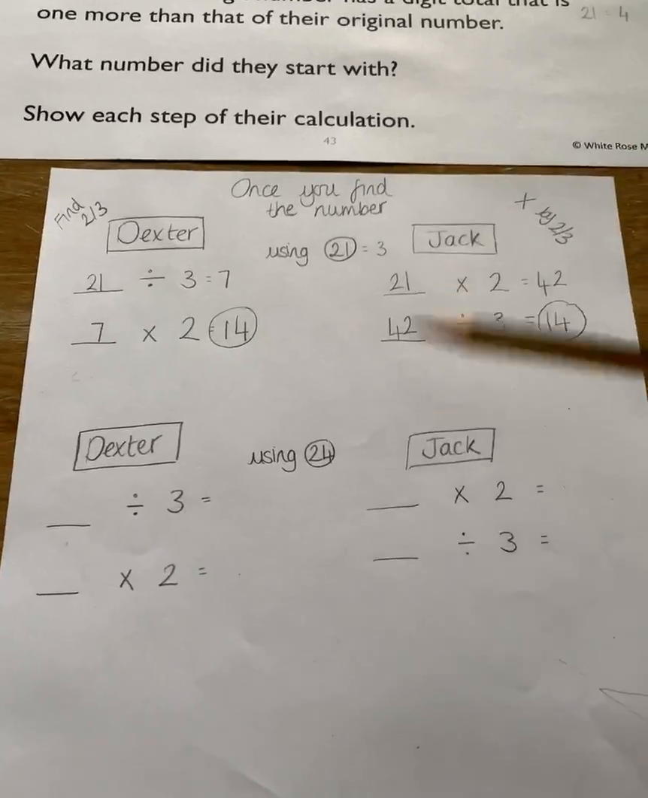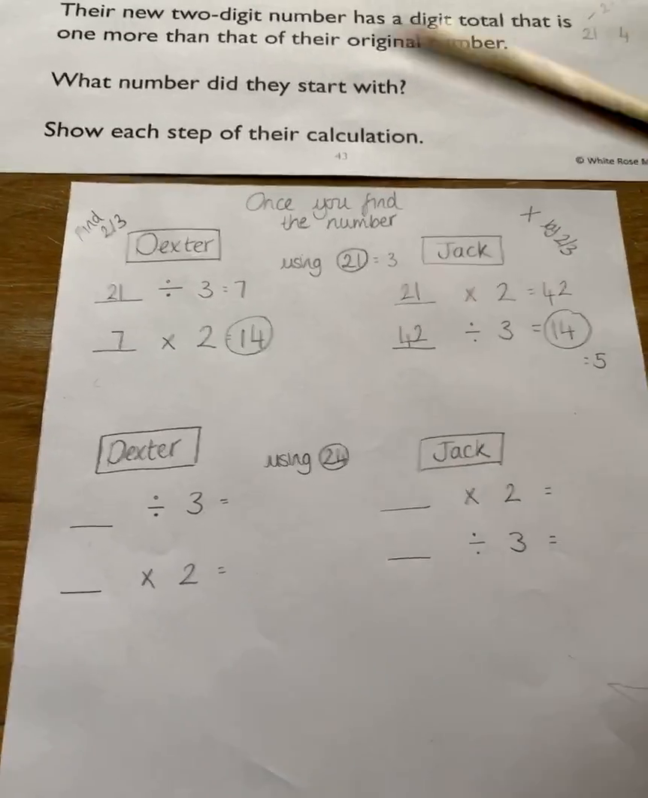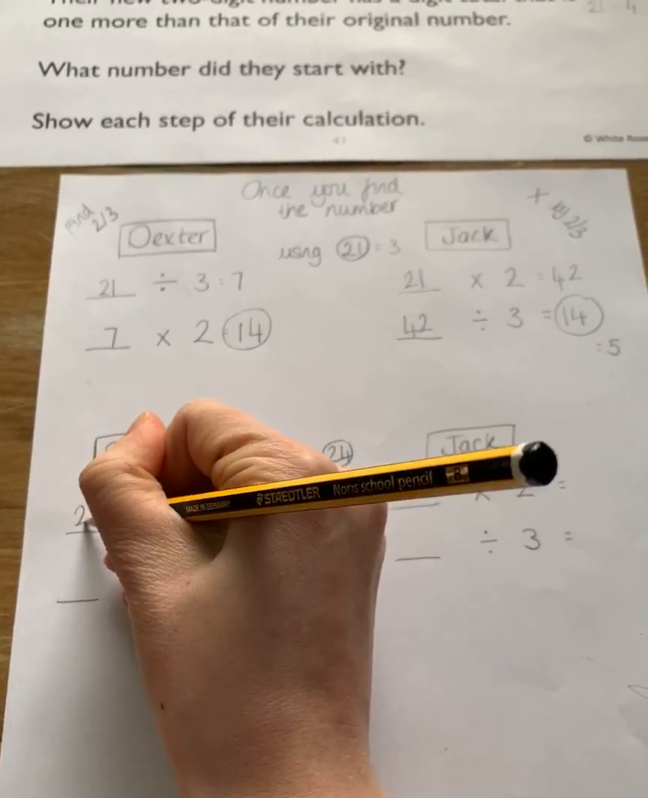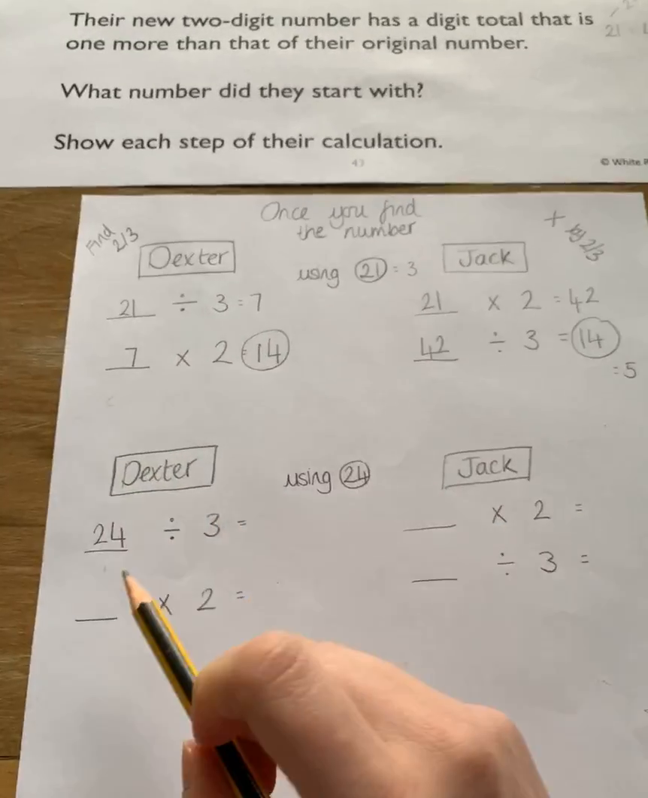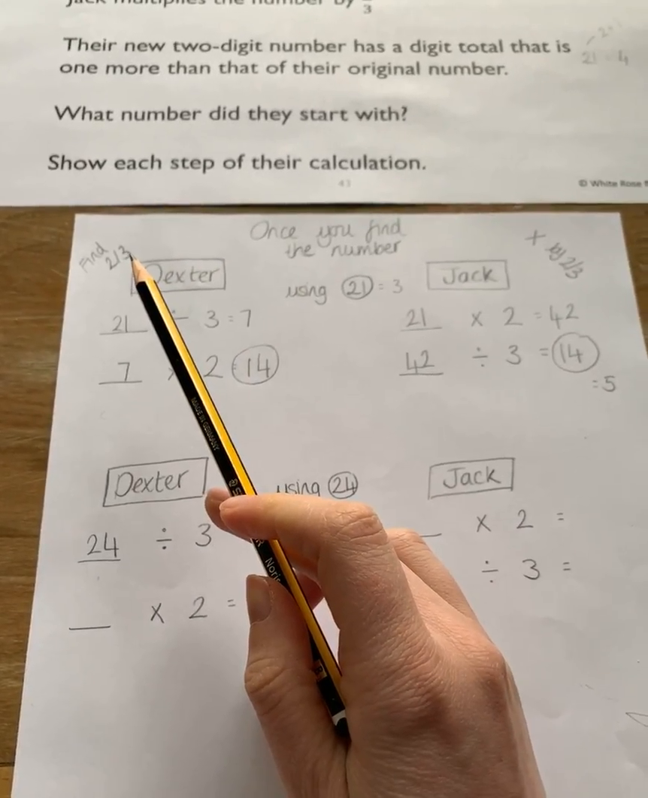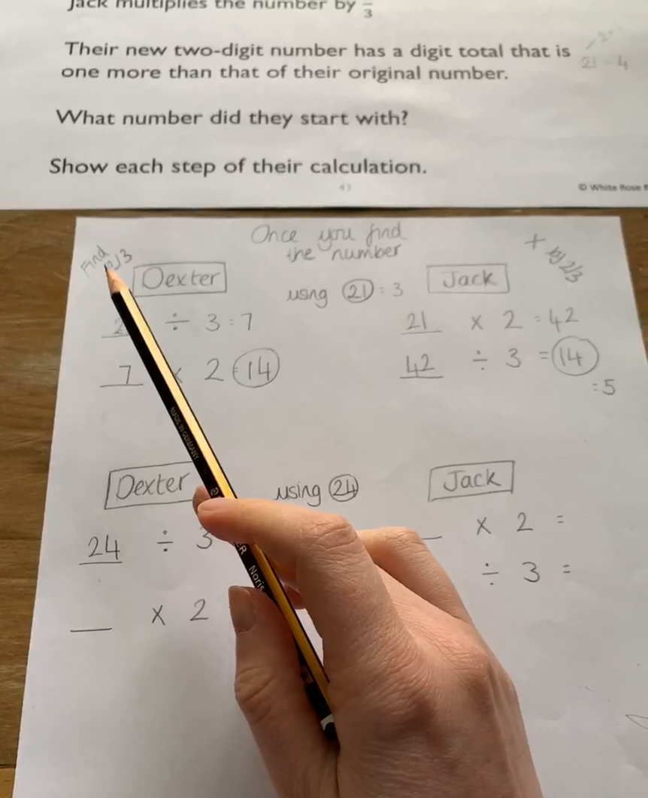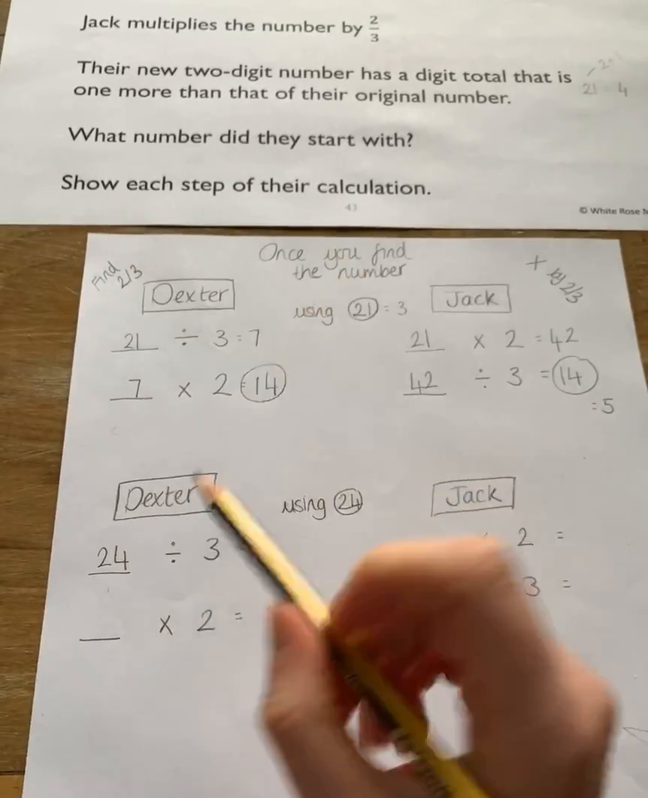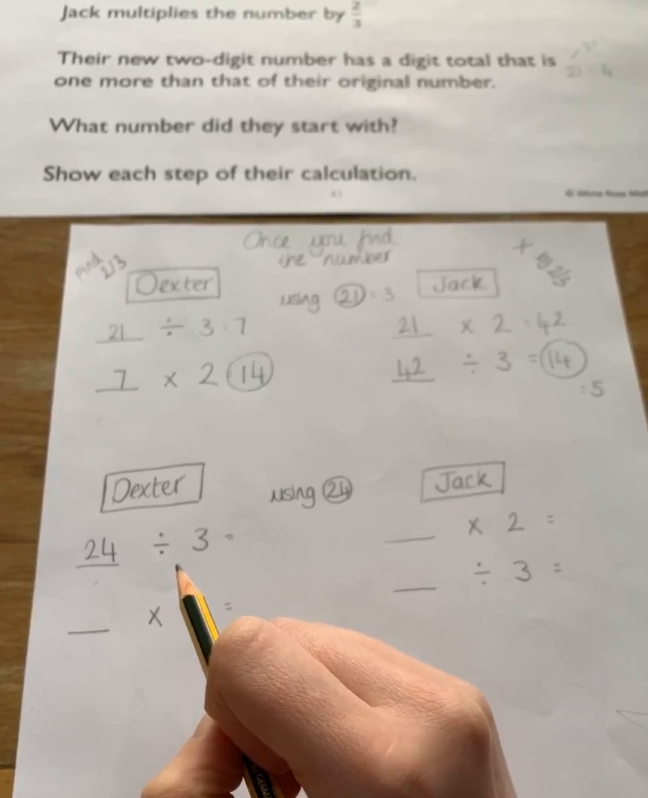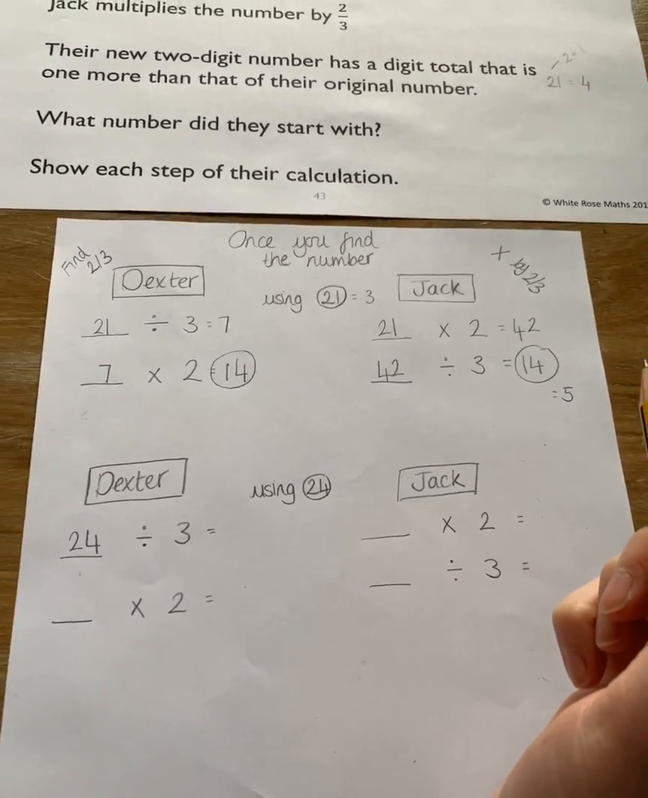So I'm now going to use 24. I follow the pattern that I've just used and I put the 24 here. I do 24 divided by 3, because remember this is my denominator and I want to find the numerator, the 2/3 of my number. So I divide 24 by 3. Okay, hopefully you're following.